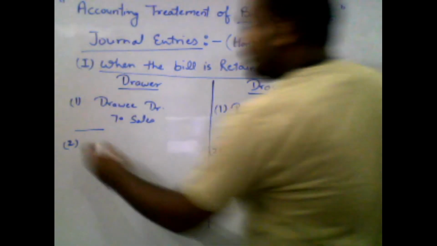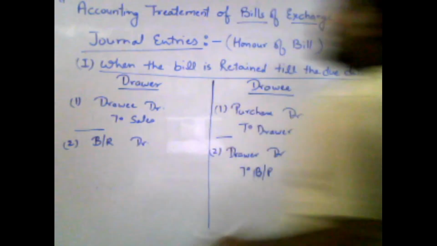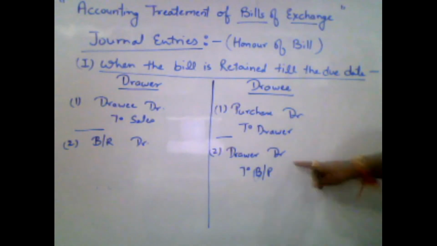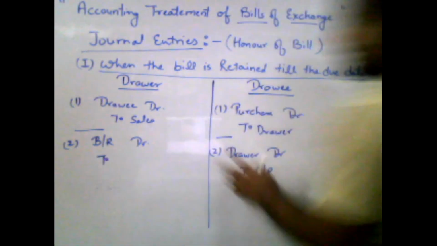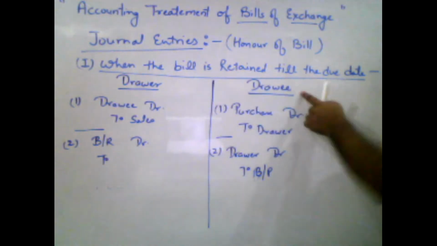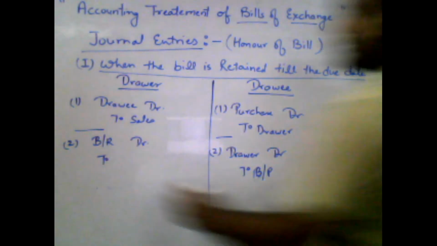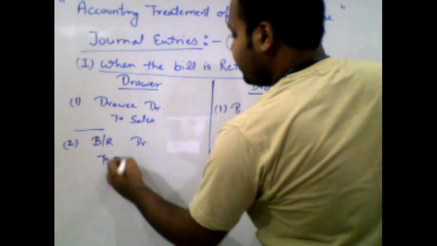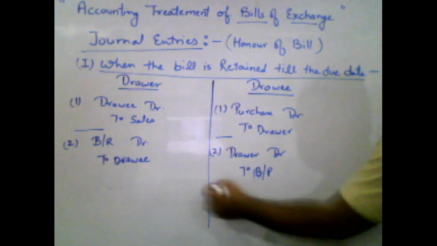And for the drawer, you know very well he received the acceptance. So the drawer received the acceptance from the drawee for a certain month, and in this situation drawer gave the order to the drawee to pay a certain sum of money after a certain period. So the entry will be bills receivable account debit to drawer. Okay. Number third entry, you know very well.